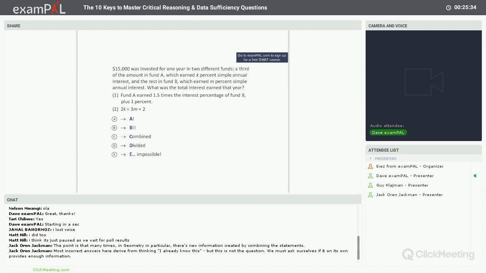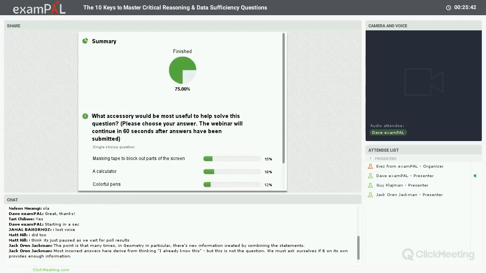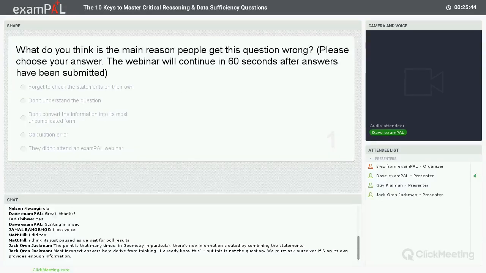All right, so just based on this quick preview into the information, you can glance at the statements. What do you think was the main reason that people got this question wrong? Do you think it was they forgot to check the statements on their own? Do you think it was that they didn't understand the question? Do you think it was that they didn't convert the information into its most uncomplicated form? Do you think it was a calculation error? Or maybe it was that they didn't attend one of these webinars. So get your votes in. It'll be about 30 seconds for that, and we'll be right back with you.